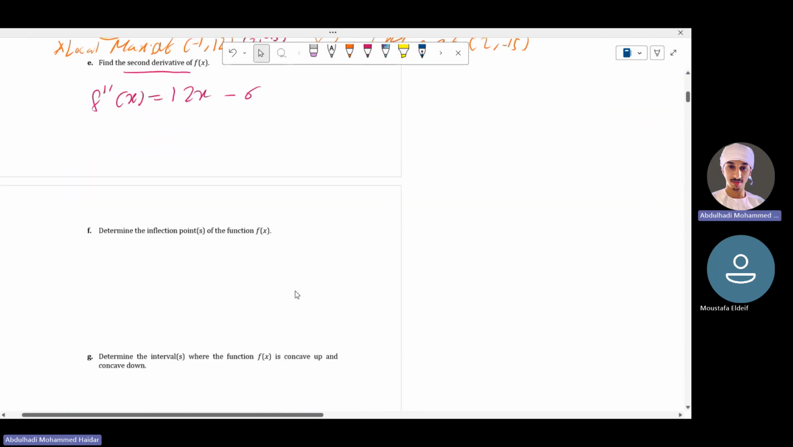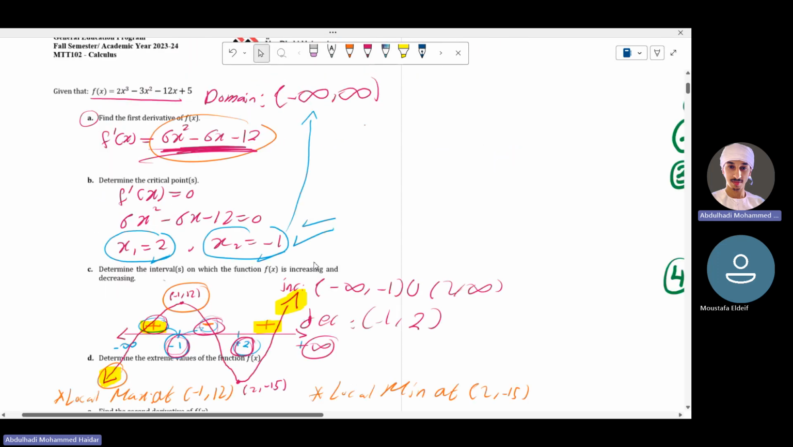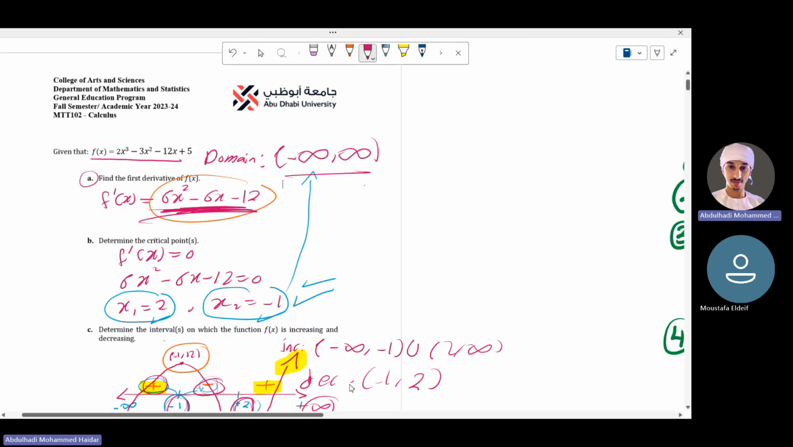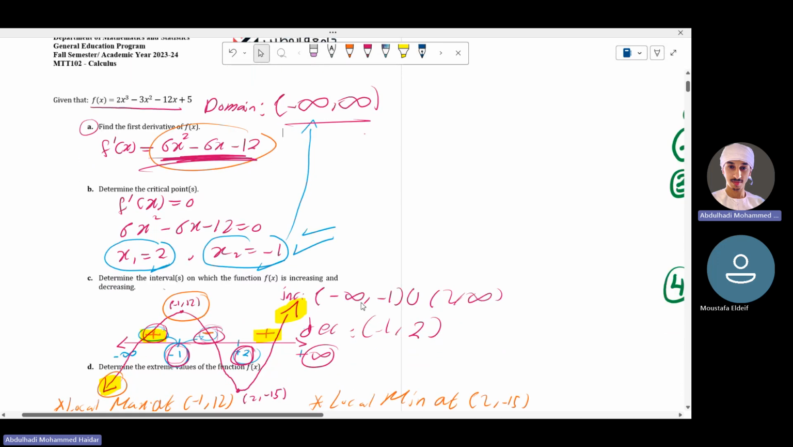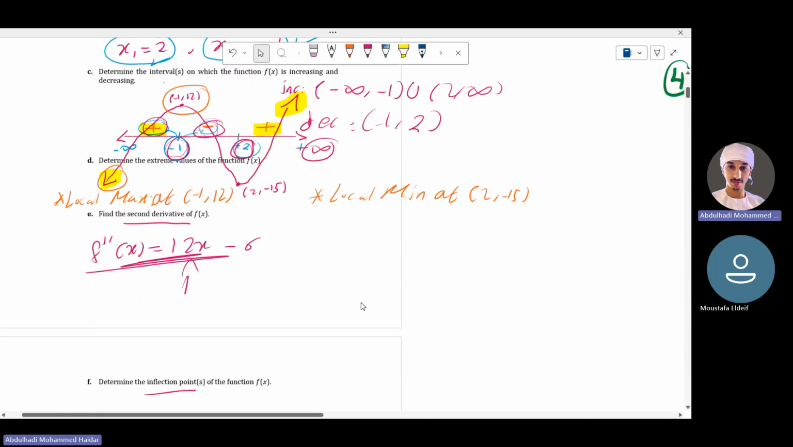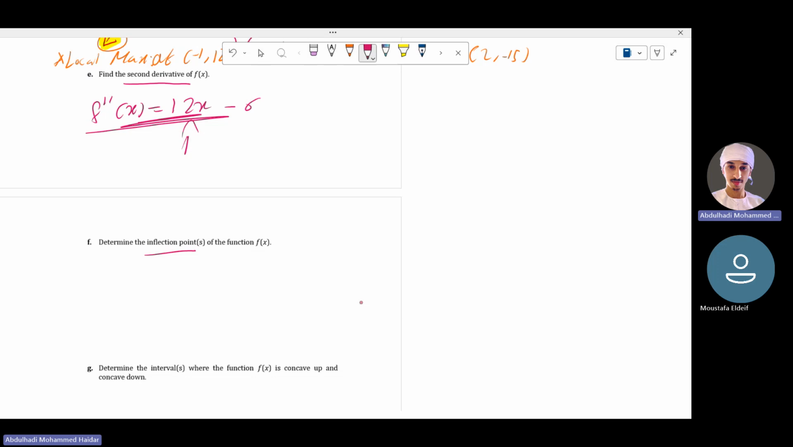Okay, determine the inflection points. To find the inflection points, you have to solve the second derivative. To find the critical points, you have to solve the first derivative. Oh, sorry, before this, you know that the domain is this one. So our solutions have to be within the domain to be a critical or inflection point. So solve this.